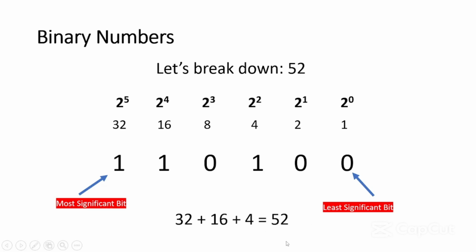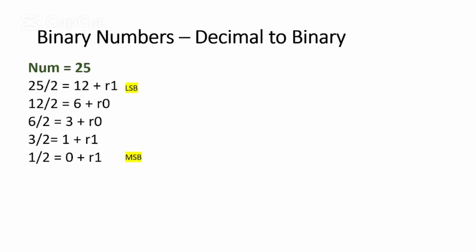Now there's another way to convert a decimal number to a binary number. This one is called continuous division. Let's take, for example, the number 25. We need to divide it by 2 until we get 0.